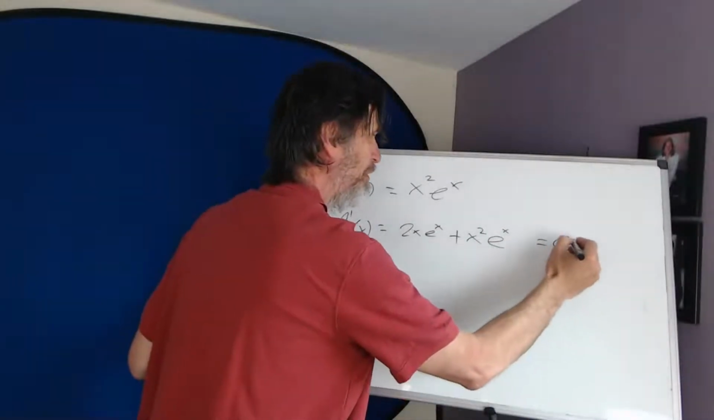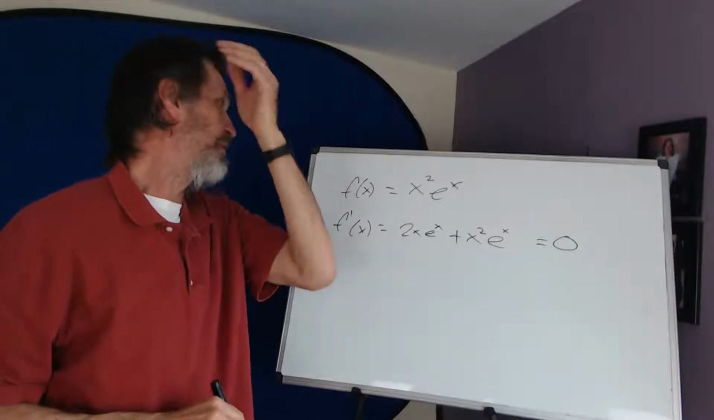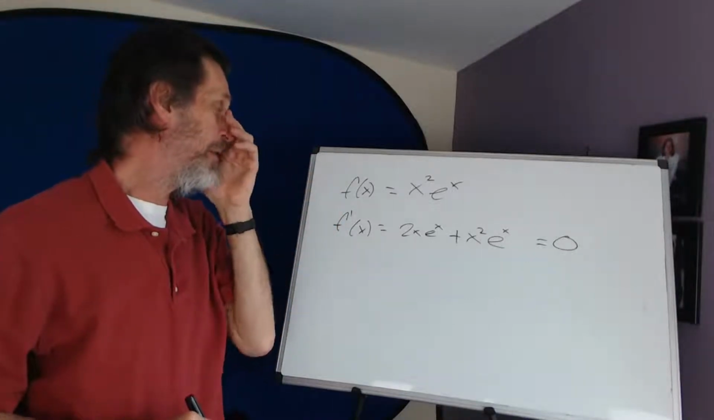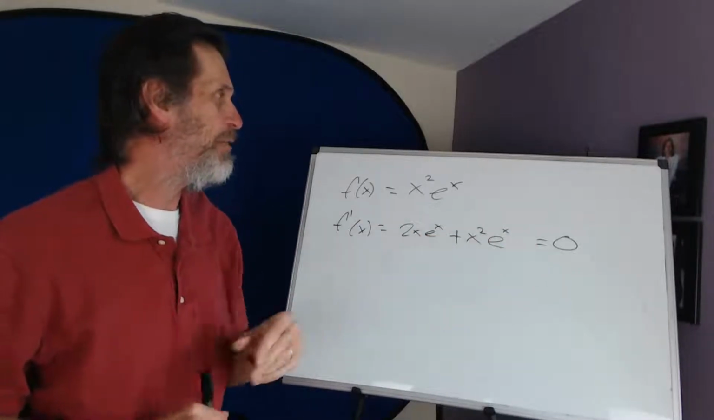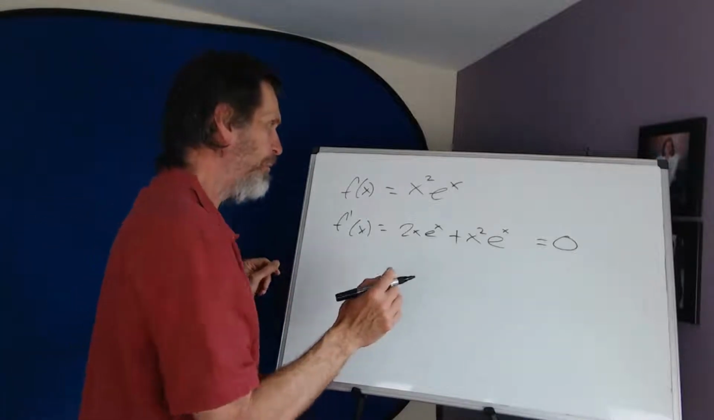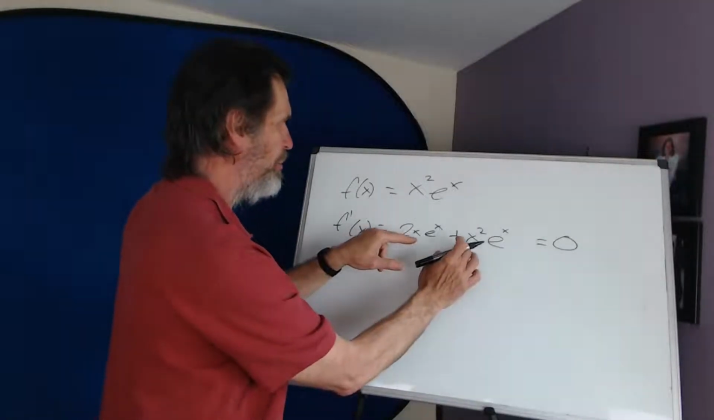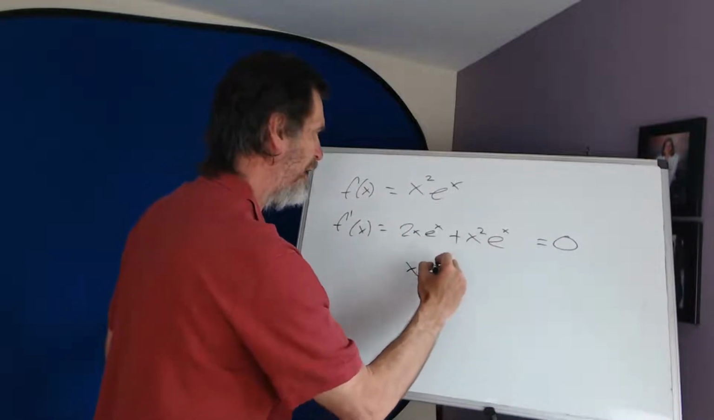Now our goal here is to find critical points, to find a place where the slope is equal to 0. And since I have a complicated expression set equal to 0, it's easiest to solve that if we factor it. So let's see what we can factor out. They don't both have a 2, they do both have an x, and they do both have an e to the x.